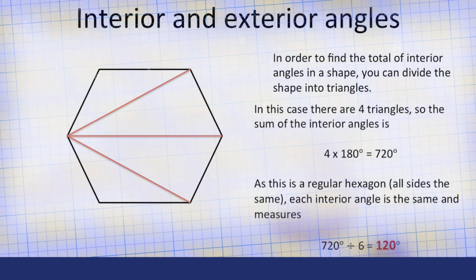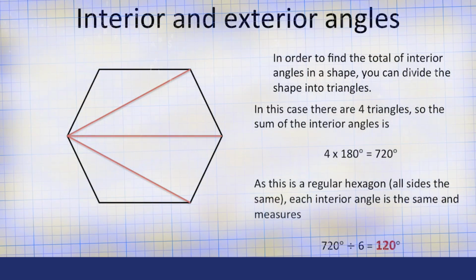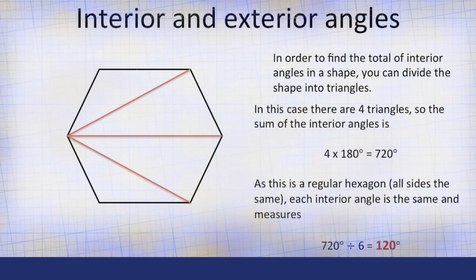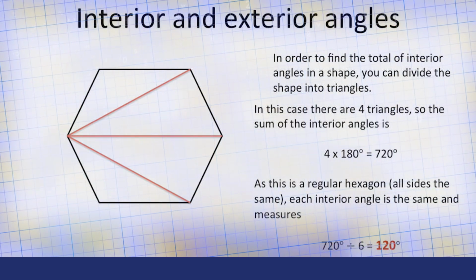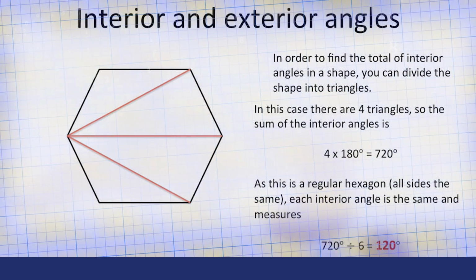And as this is a regular hexagon, which means all sides the same and all angles the same, each interior angle would measure 720 divided by 6, or 120 degrees. And that's how you work out the size of an interior angle within a regular shape.